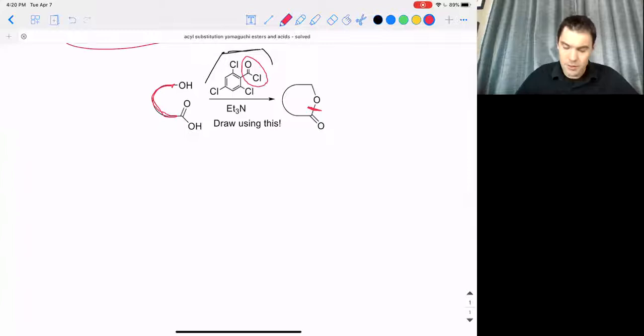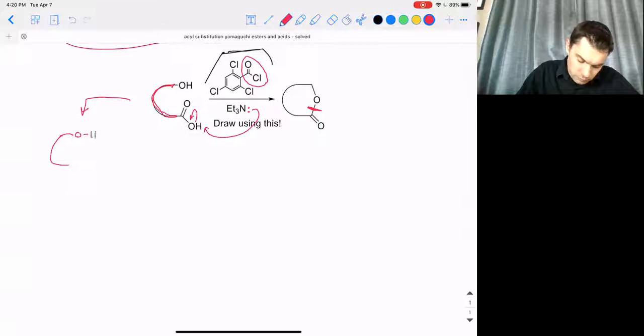And so the way that this is going to work is we're actually going to go through an anhydride intermediate. And so the nice thing about carboxylic acids is they're acidic, and the reagent that we're getting is with triethylamine here. And so we're going to use this to deprotonate that carboxylic acid. And I have my carboxylate anion here.